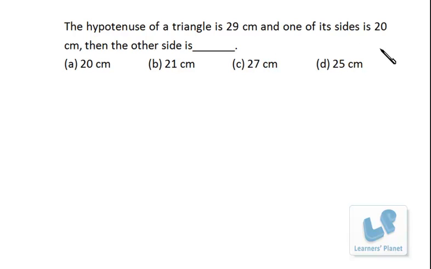Okay. Now you must be knowing what is 29 square. That is 841. The square of 20 is 400. So the difference is 441. That is the square of 21. So the other side must be 21. Okay, you must be knowing the squares of numbers from 1 to 30 at least. Okay, so I hope you are clear.